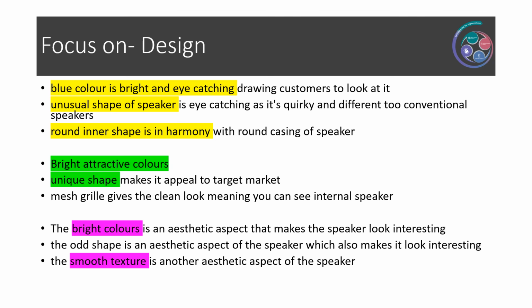Candidate 1 got 3 marks out of 3. The first mark comes from saying the blue colour is bright and eye-catching. The second from being an unusual shape of speaker. And the third mark coming from saying the round inner shape was in harmony. You'll see the bits there that are highlighted which draw no marks at all. So this candidate could have condensed what they said down to those statements and still have gotten 3 marks.